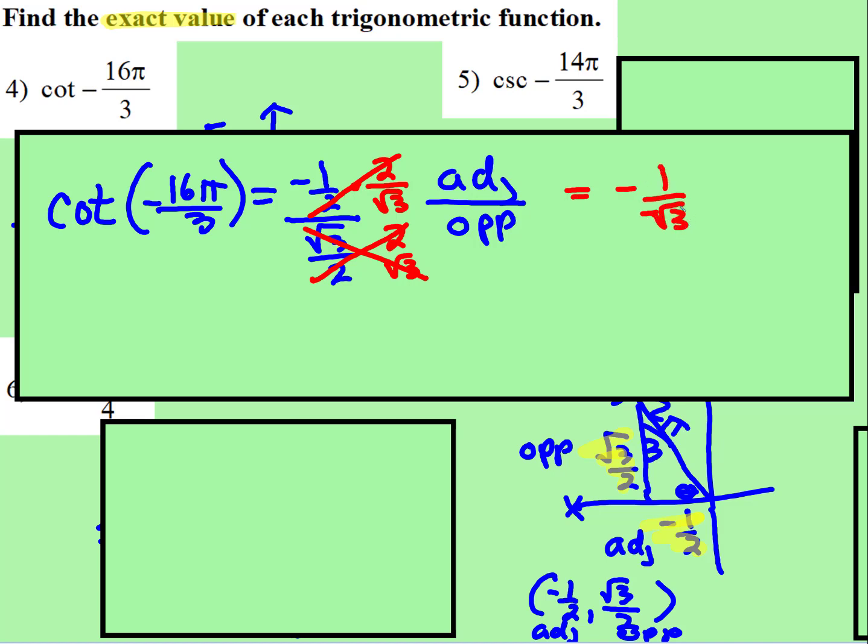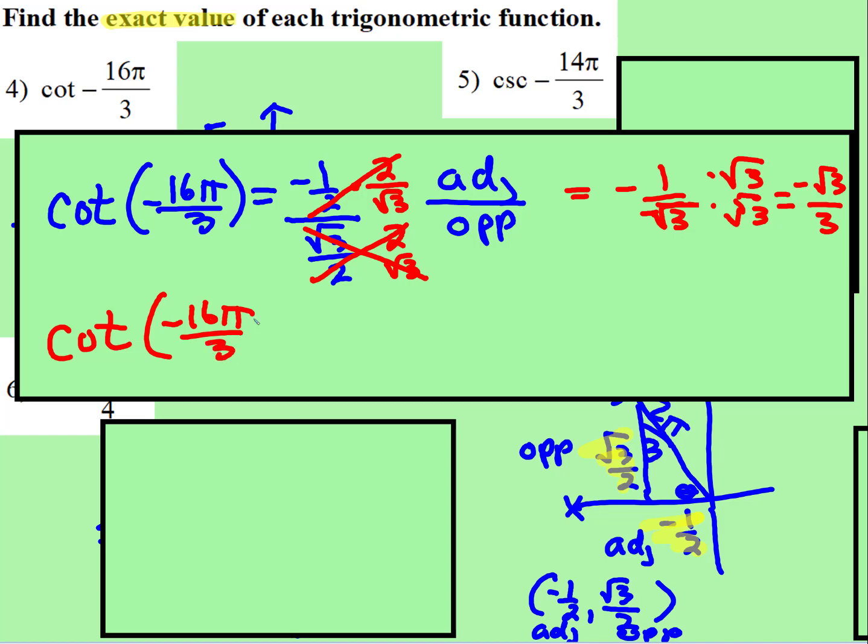And you guys learned the first day of class this year, we can't have radicals in the denominator, so we're going to multiply top and bottom by root 3. Negative 1 times root 3 is negative root 3. Root 3 times root 3 is root 9. The square root of 9 is 3. So cotangent of negative 16 pi thirds is negative root 3 over 3.